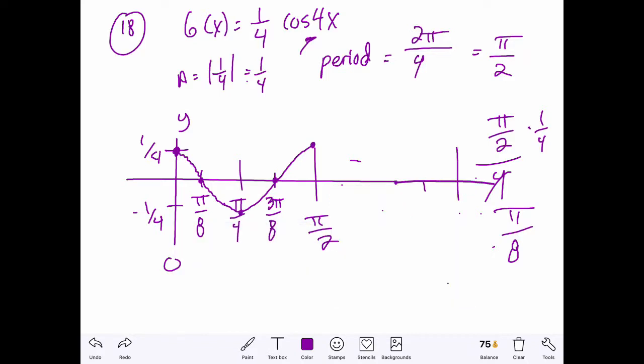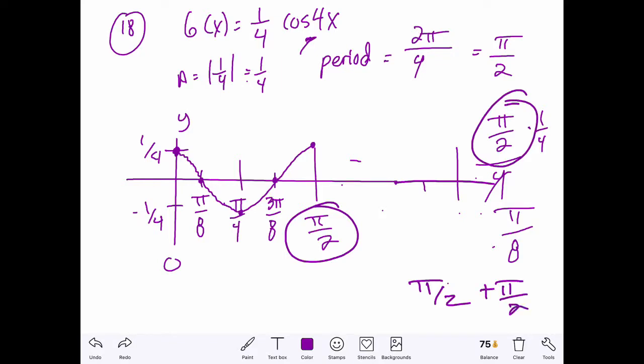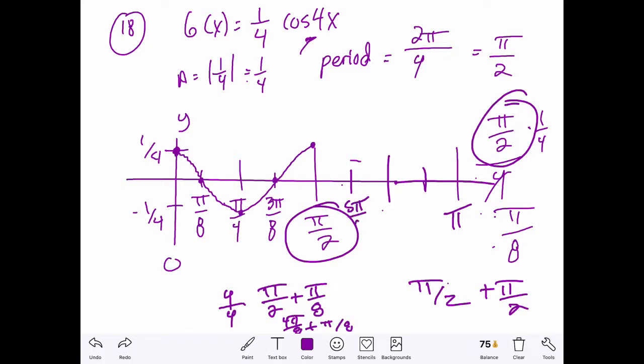Pi halves plus another pi halves. I'm going to add to my ending location whatever my period length is here, pi halves. 1 pi halves plus 1 pi halves is 2 pi halves, which is pi. And then remember, I could add pi eighths each time and find all these. Well, pi halves plus pi eighths, that would be 4 pi eighths plus pi eighths would be 5 pi eighths. And then I could keep adding pi eighths each time and get all my intermediates. And then again, it would just obey the same pattern here as before.